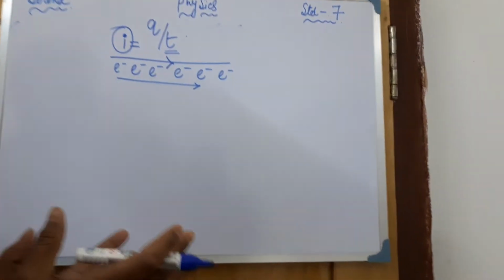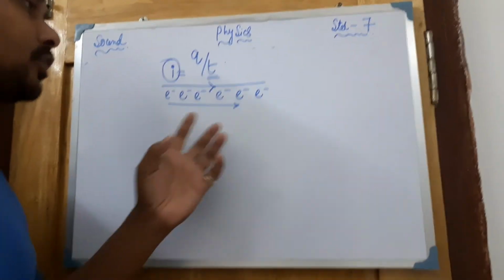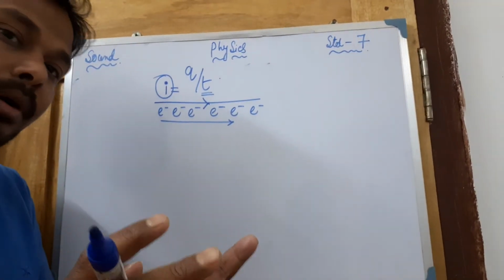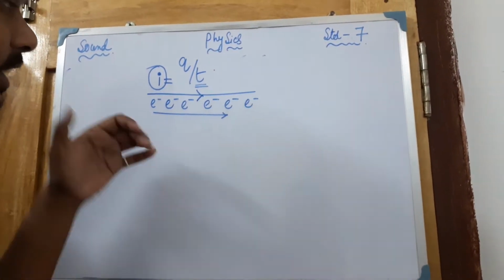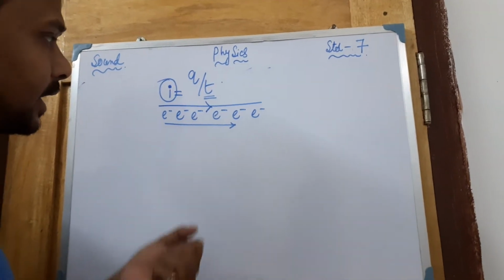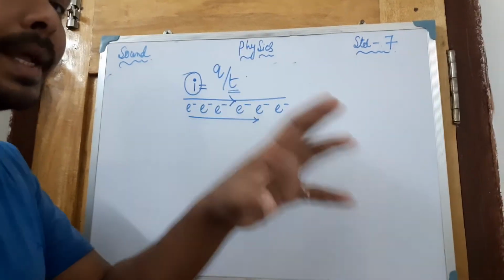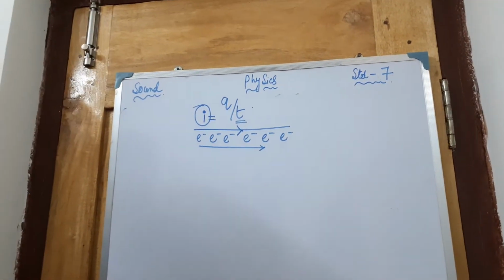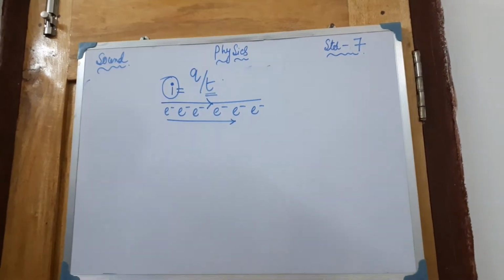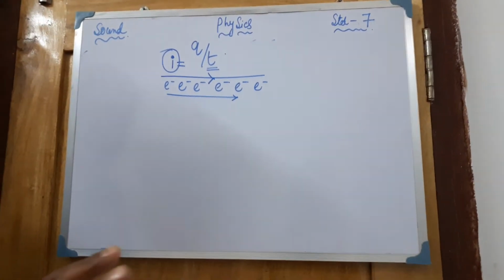We have to note that the basic thing is there should be some amount of free charges which can move when they get energy. If they move in a certain interval of time, then they produce electricity. From your syllabus I am telling you that this is the electric current. All these things are written there.